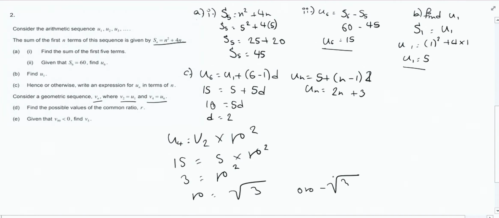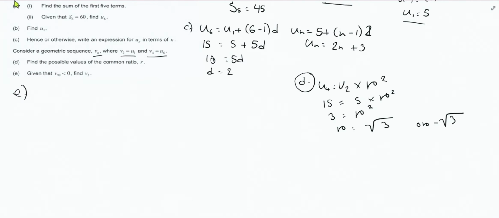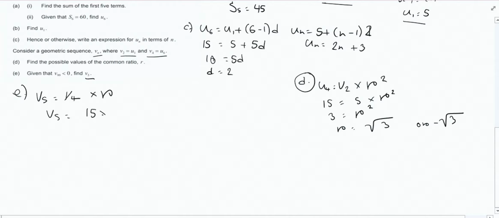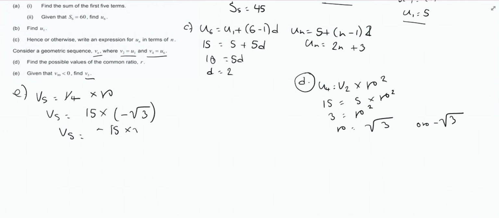Part E says find the value of v5. So our v5 is v4 into r. So v5 is 15 into minus root 3, and v5 is minus 15 root 3.